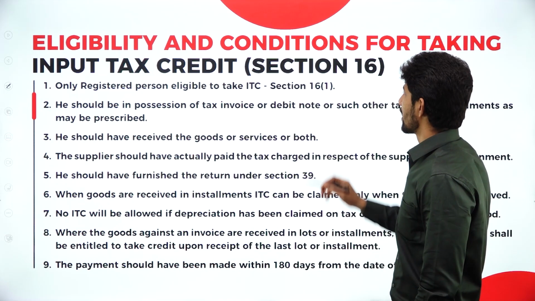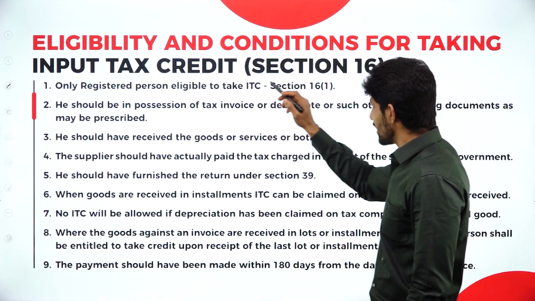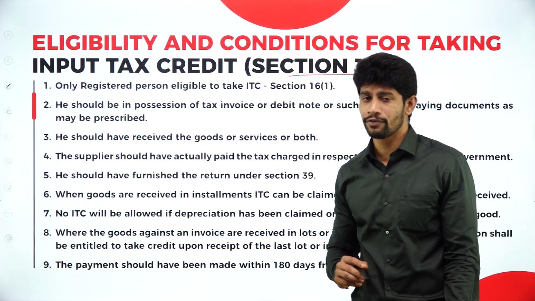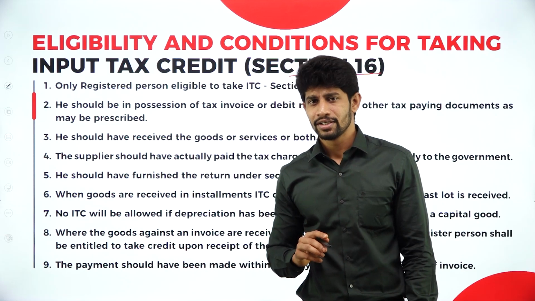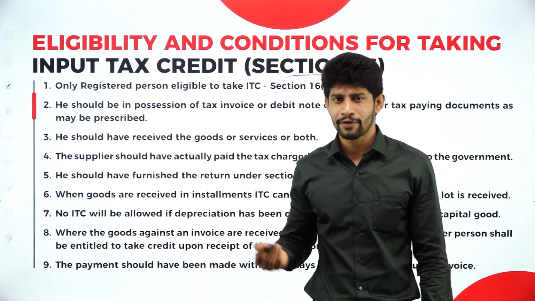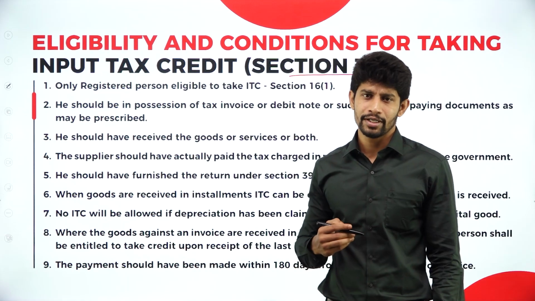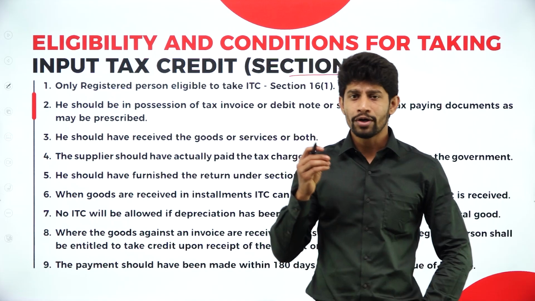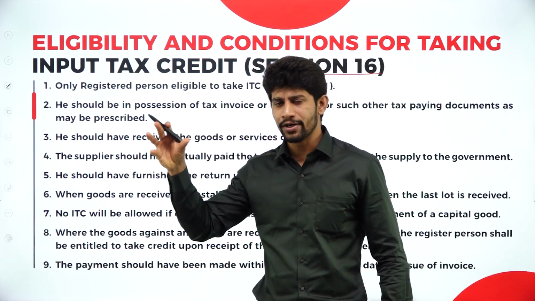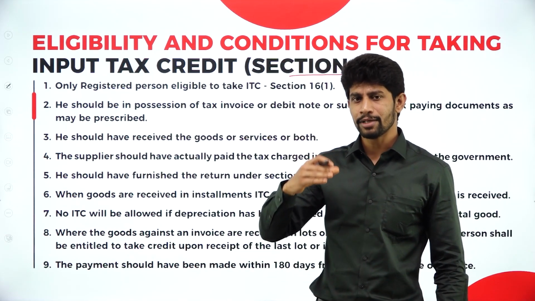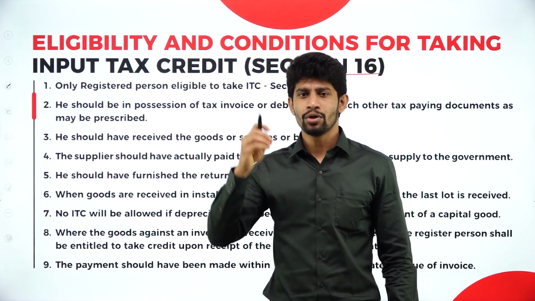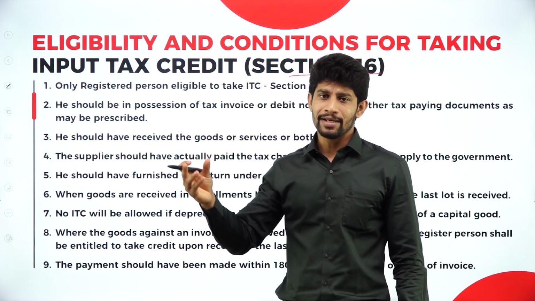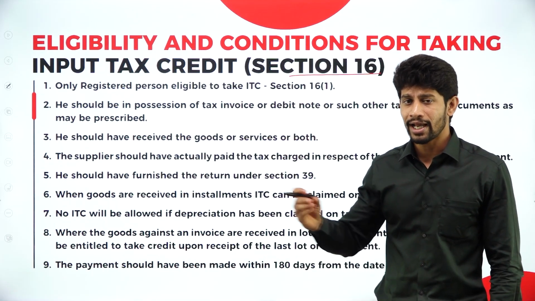Eligibility and conditions for taking input tax credit under Section 16. If you are running a manufacturing unit, you will be purchasing raw materials or inputs from outside to produce a final product. If you want to claim the input tax you paid on the purchase of inputs at the time of paying the output tax, you are supposed to fulfill certain conditions. Only then are you eligible to claim the input tax credit.